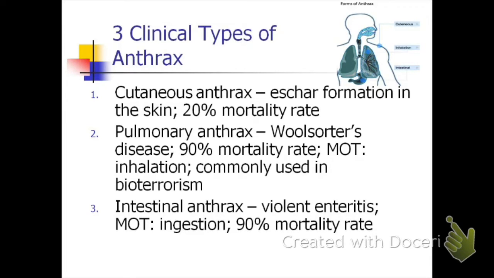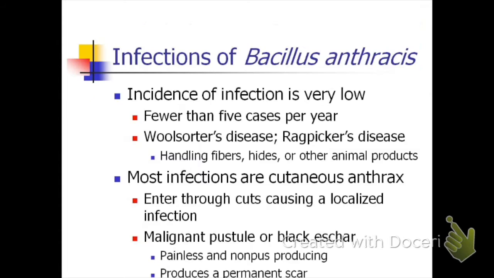Take note, number 2 and 3, they have a high mortality rate, 90%. 9 out of 10 people would actually die. Unlike cutaneous anthrax, 2 out of 10. Fortunately, the incidence of infection is very low, fewer than 5 cases per year. Wool sorter's disease is also known as rag pickers' disease, for those who handle fibers, hides, or other animal products. They are the people who are at greater risk of getting Bacillus.